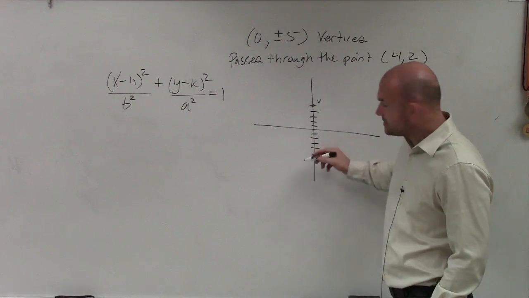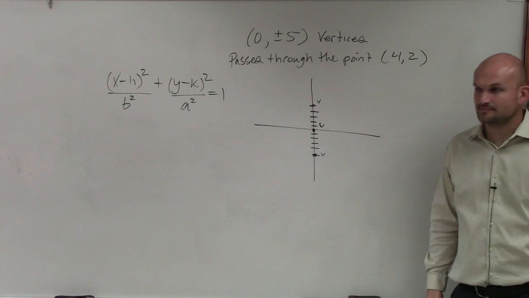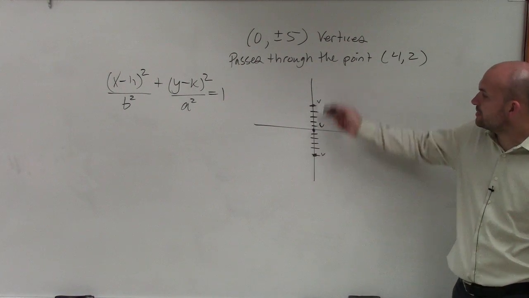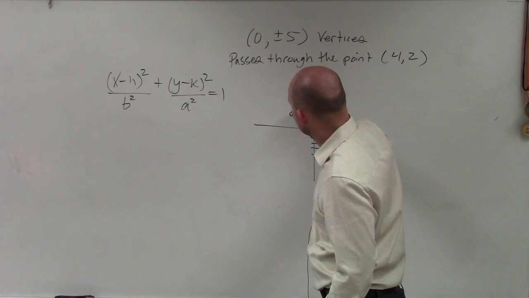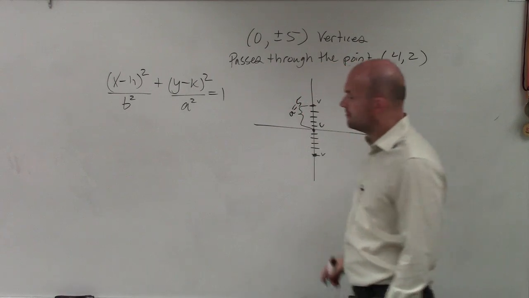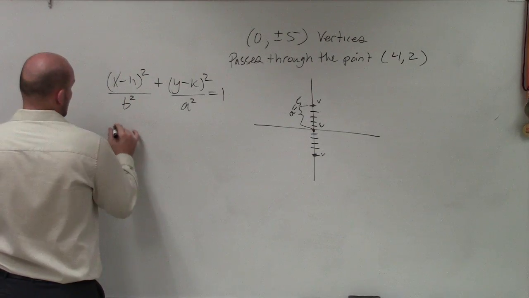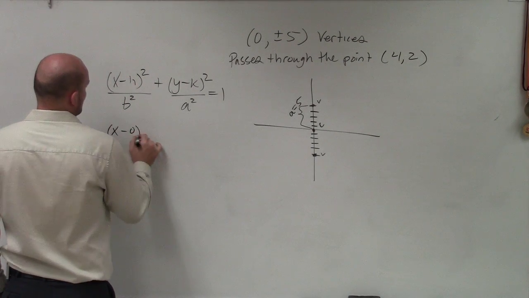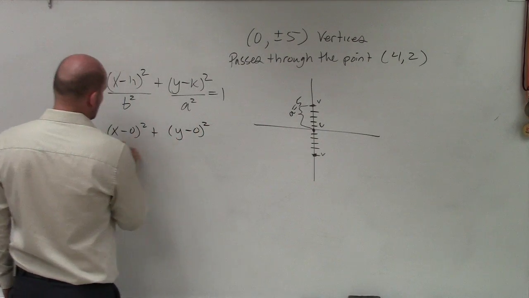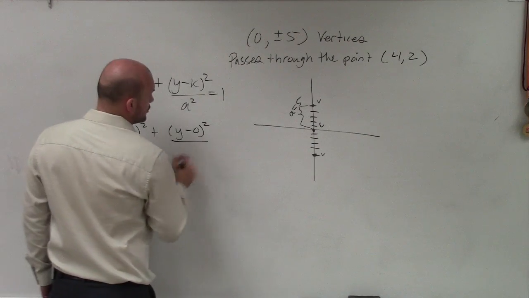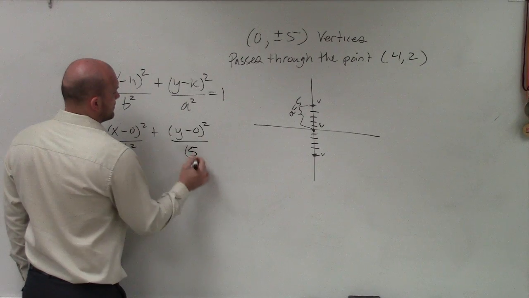So remember, here are my two vertices, here's my center. And since we know the distance, we can determine that the distance from the center to a vertice is a, which is equal to 5. So let's plug in the information we know. So we have (x minus 0) squared over b squared plus (y minus 0) squared over a squared, which is 5 squared. Let's just write it like that.